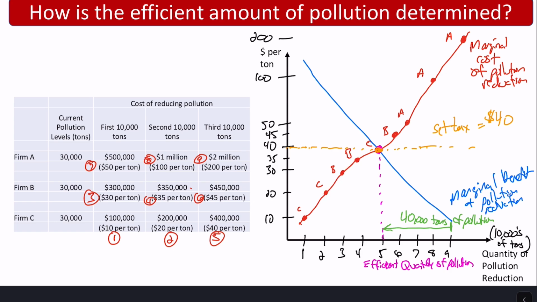All right, last one. If we were going to set cap and trade, we should set our quantity equal to our efficient quantity of pollution. And so this should be the permits. Set permits equal to 40,000 tons, right? So our efficient amount of pollution is 40,000 tons. So set your permits equal to 40,000 tons. And that will get you to that efficient amount of pollution.